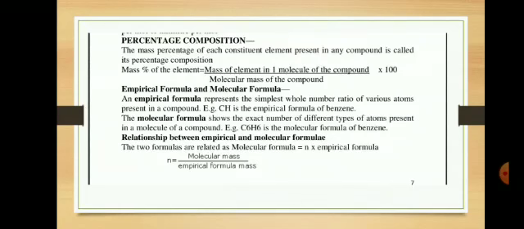Empirical formula and molecular formula. An empirical formula represents the simplest whole number ratio of various atoms present in a compound. Example, CH is the empirical formula of benzene. The molecular formula shows the exact number of different types of atoms present in a molecule of a compound. Example, C6H6 is the molecular formula of benzene.